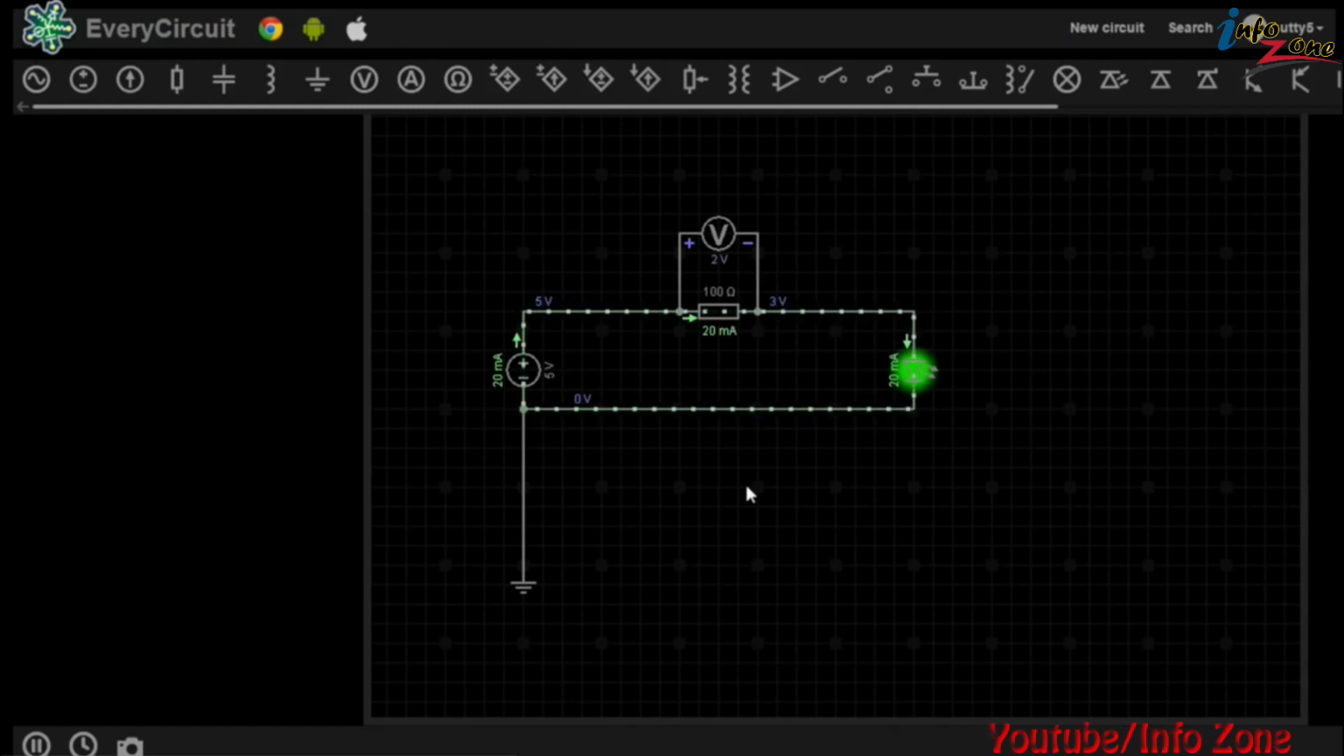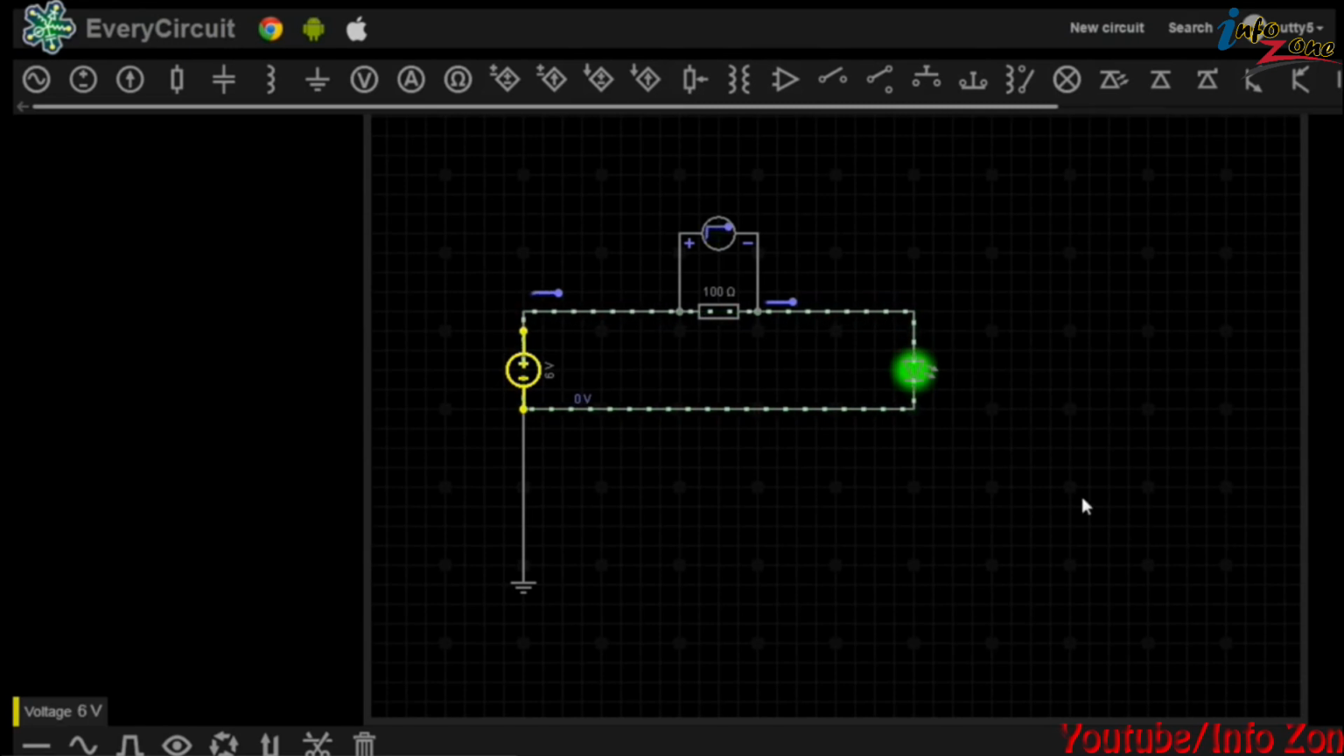Now we can go ahead and do a visual demonstration of what Ohm's law states. So it states that electrical current in a circuit is proportional to the voltage and inversely proportional to the resistance. So while keeping the resistance in the circuit the same, I'm going to adjust the voltage. So we're going to increase this 5 volt supply to 6 volts.